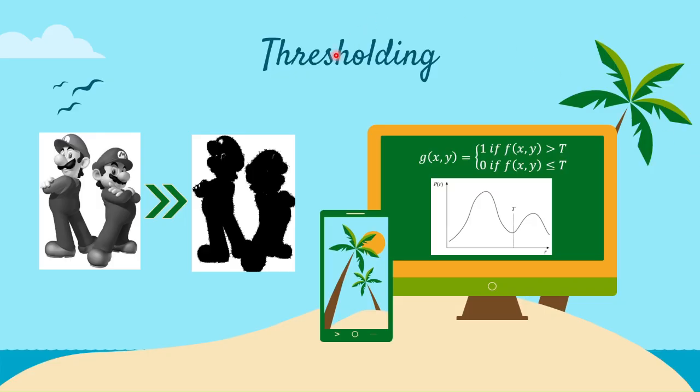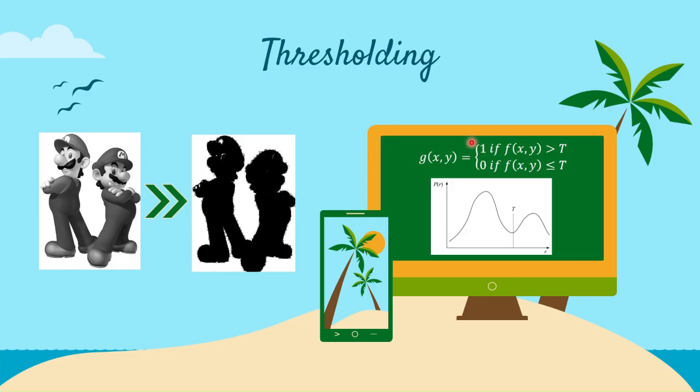Okay, next is the thresholding method. This method converts a grayscale image into a binary or black and white image. As its functionality, the thresholding method assigns a value of 0, or black, to all pixels with grayscale intensities below the threshold value. Meanwhile, all pixels with grayscale intensities greater than or equal to the threshold are assigned the maximum value, or white.